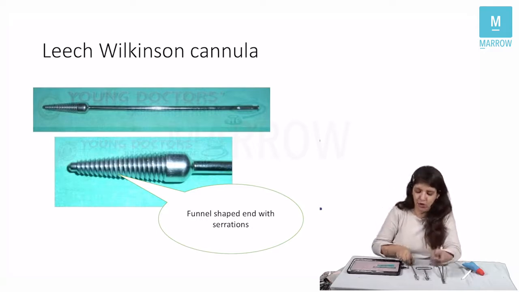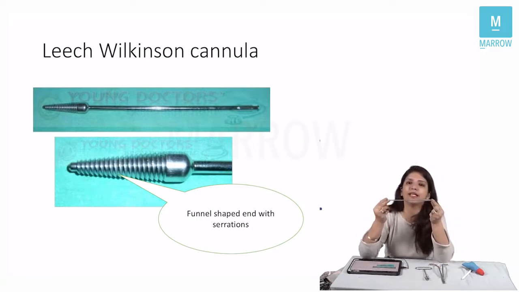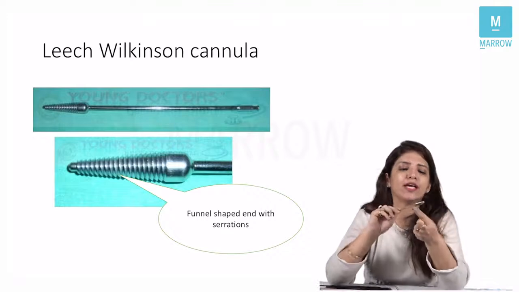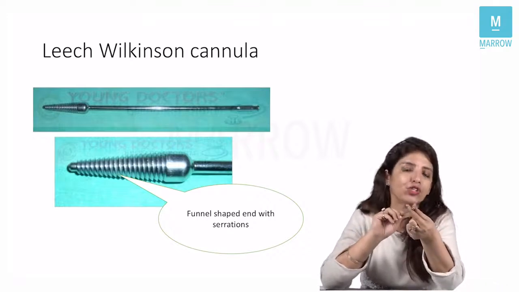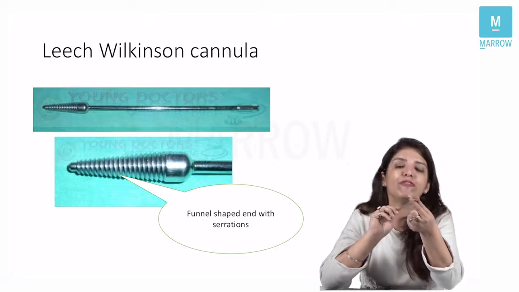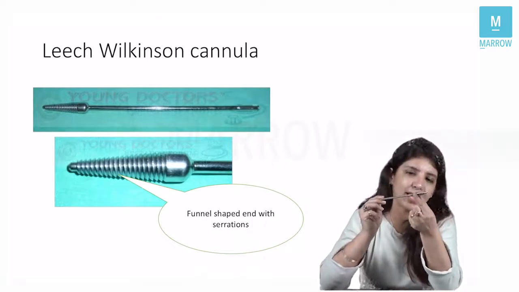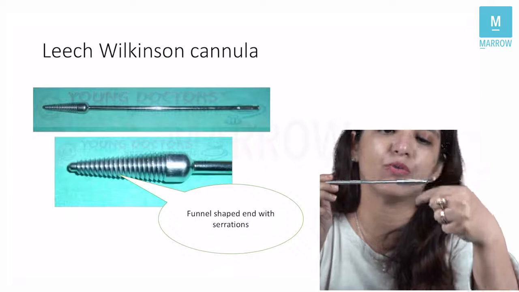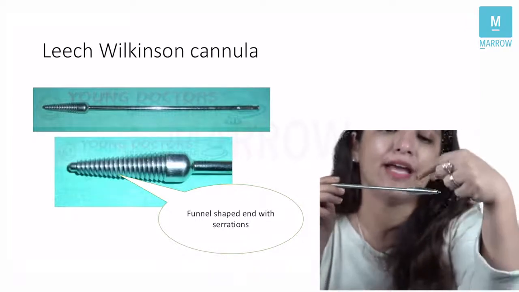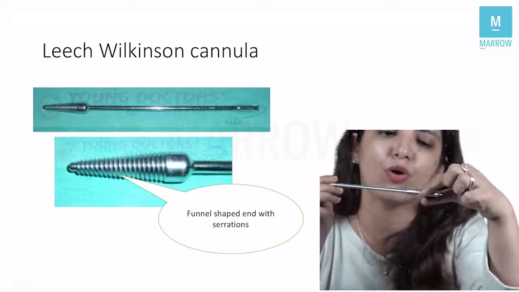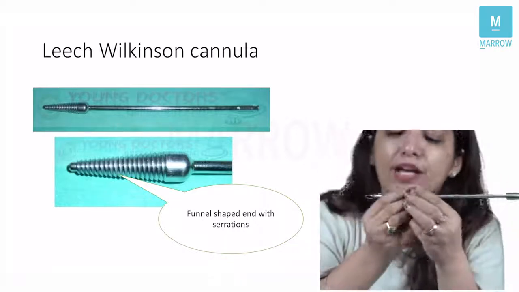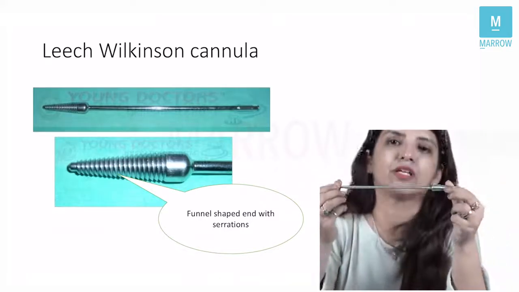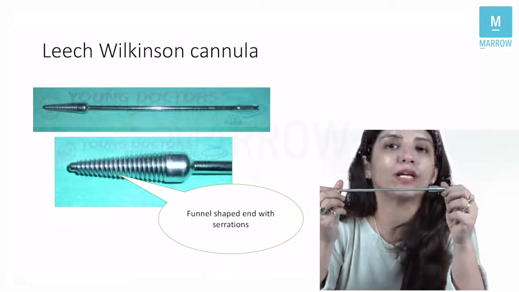One of the special gynae instruments is the Leach-Wilkinson cannula. It is very easy to identify because the distal end will be funnel shaped. In the funnel shaped end you have rounded serrations encircling the funnel, present throughout the funnel shaped end, and the proximal end will have a stellate. So a funnel shaped cannula is a Leach-Wilkinson cannula.